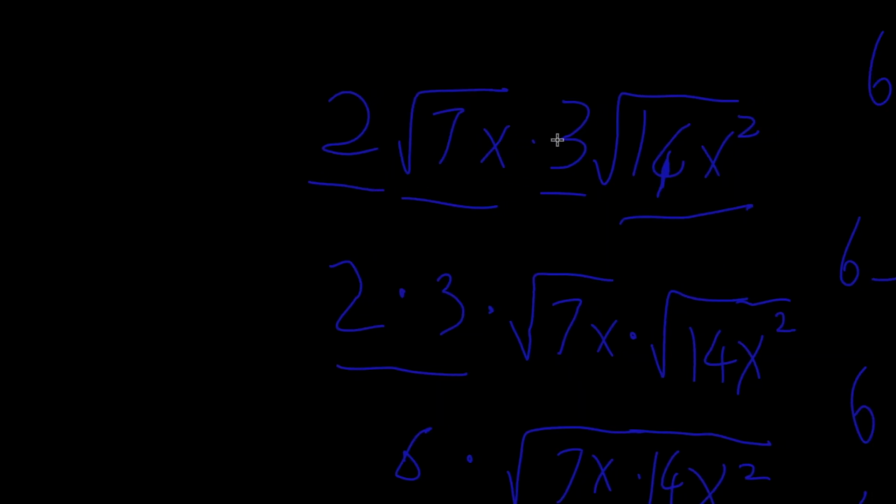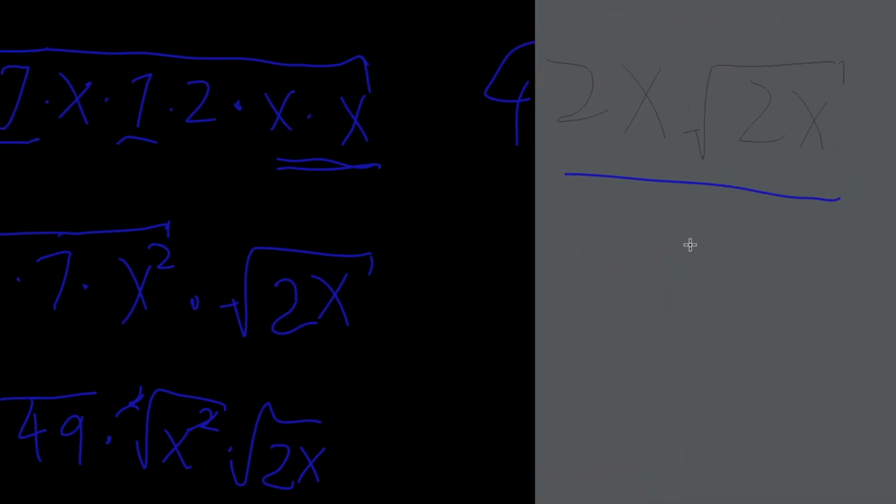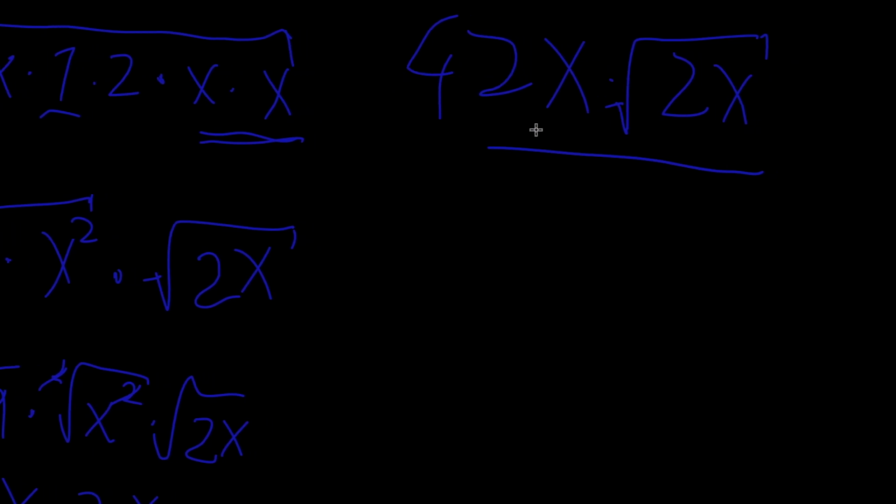2 times 7x times 3 times 14x squared. 2 times 2, 42x times 2x. And this is the most simplified version.